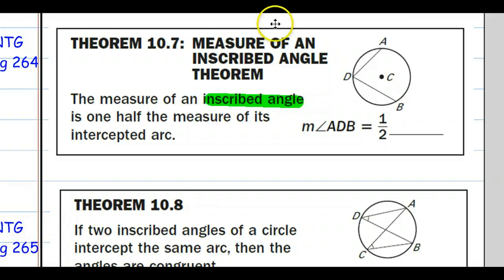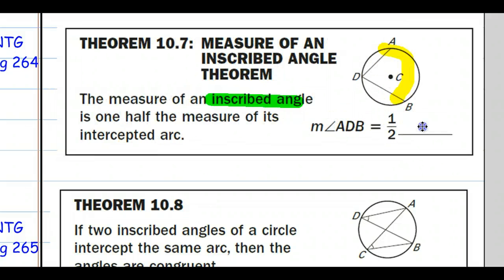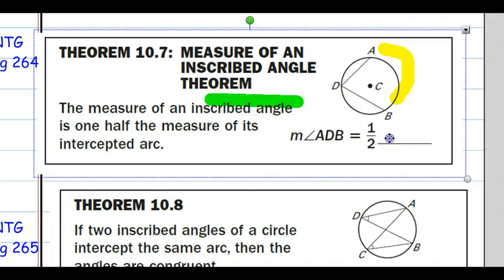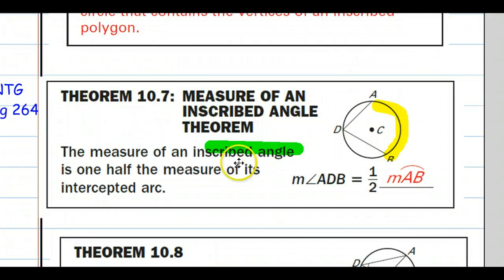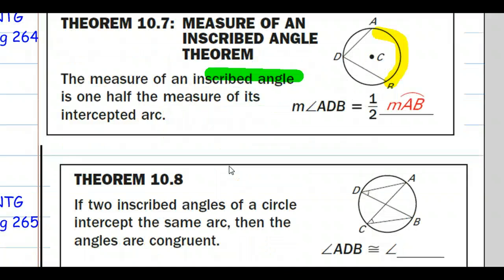And if you said the arc AB, you're absolutely correct. When I move this out, oops, that's what we should put in there: the arc AB. Okay, and now let's take a look at theorem 10.8.